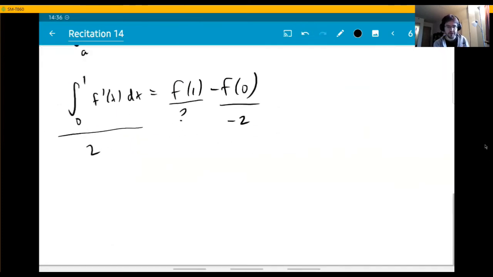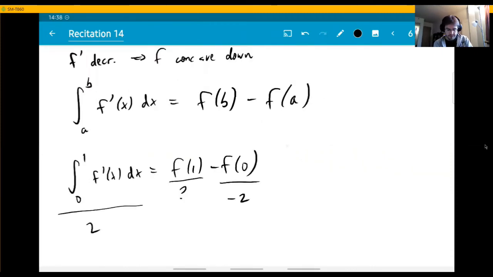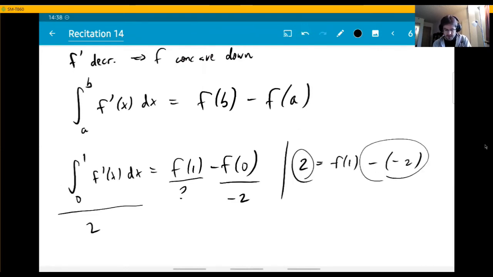This is now an equation for f of 1. What we have here is 2 equals f of 1 minus -2. Don't forget this minus that came from the fundamental theorem of calculus, together with this other minus that was just the value of f of 0. So this makes a +2. On the other side with the other +2 makes a 0. F of 1 is 0.